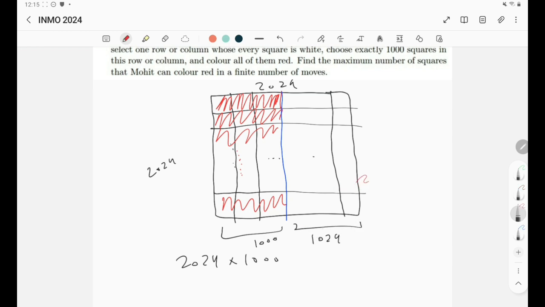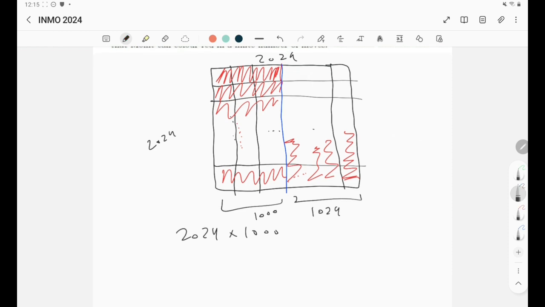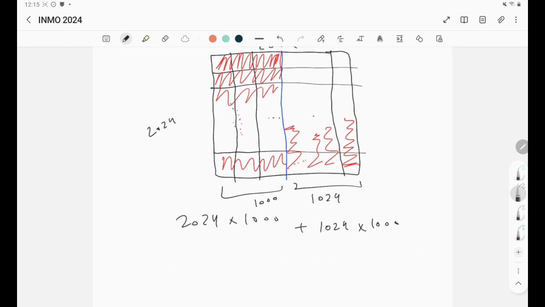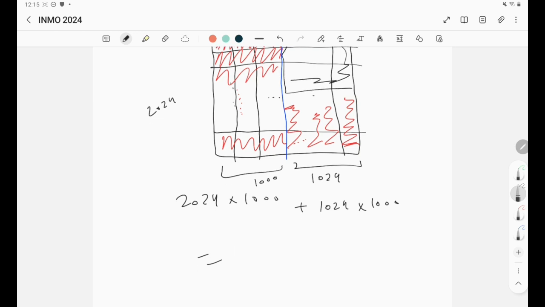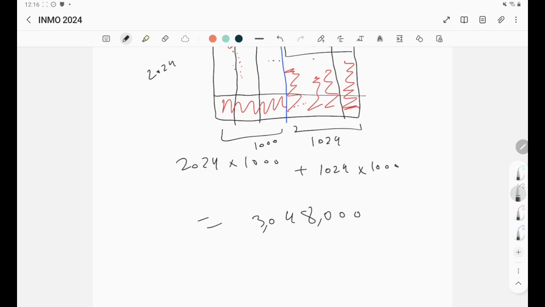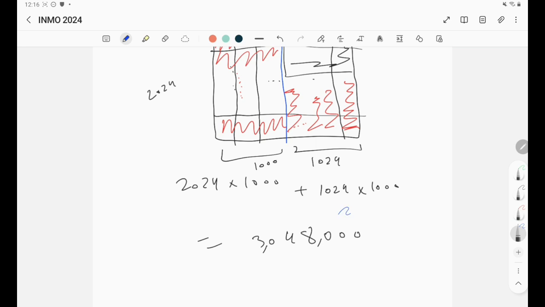So we can simply do the same process here. We can choose 1000 here, 1000 here, 1000 here, and so on. So that will give us just an additional 1024 times 1000. So this is basically the answer in our case. Of course, we cannot do anything anymore because these guys here, we cannot choose the rows nor the columns. So basically what we found here, we found an example where we have 3,048,000. Okay, this is our example.